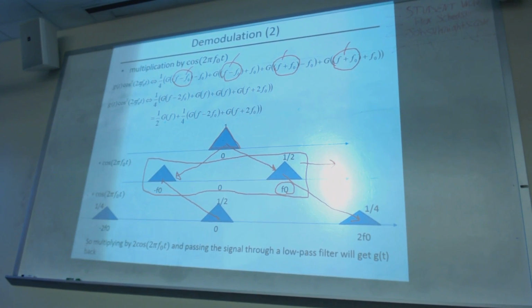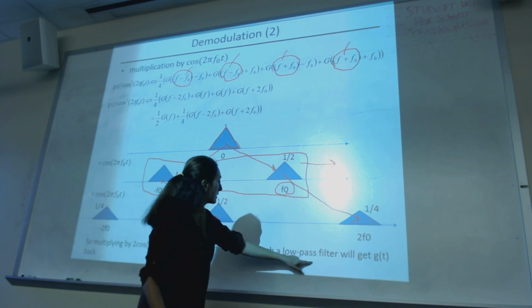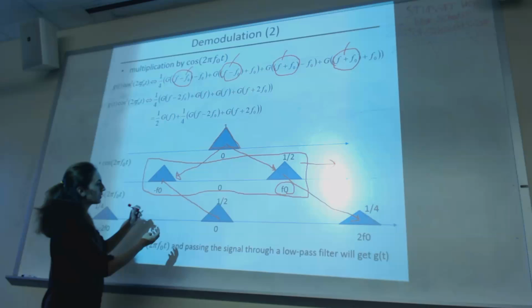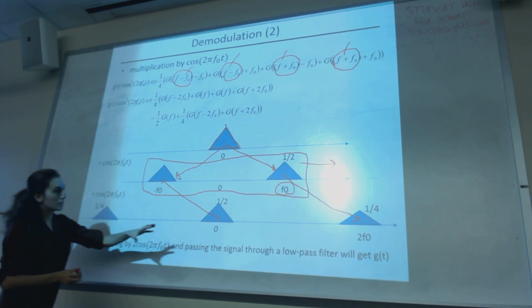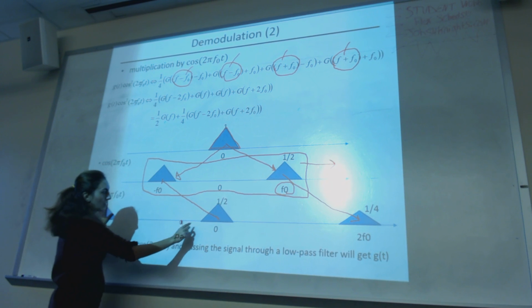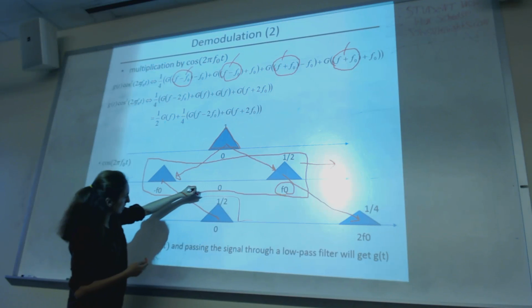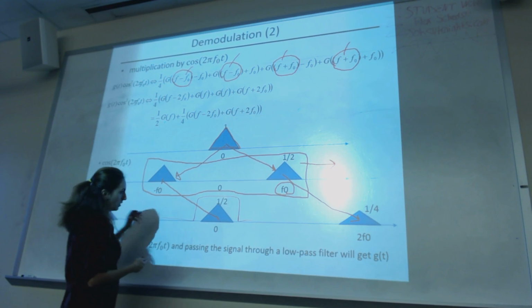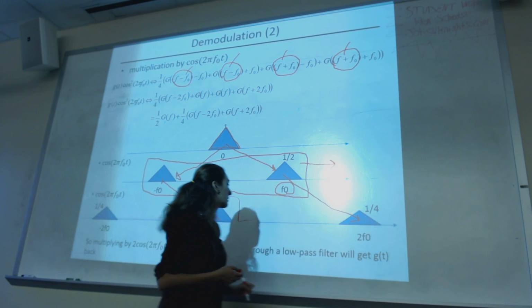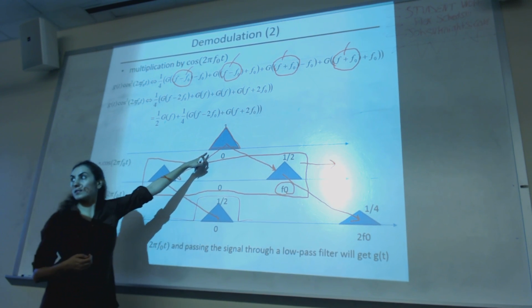Or instead of multiplying by cosine, you can just multiply by twice cosine and get the same thing. So multiply by twice cosine, and I'm passing the signal through a low pass filter. Why low pass filter? Because this is a high frequency, this is also a high frequency, a mirror of that, and this is low frequency. So the low pass filter selects just the low frequency part and doesn't select those parts. If you do that, then you get this.